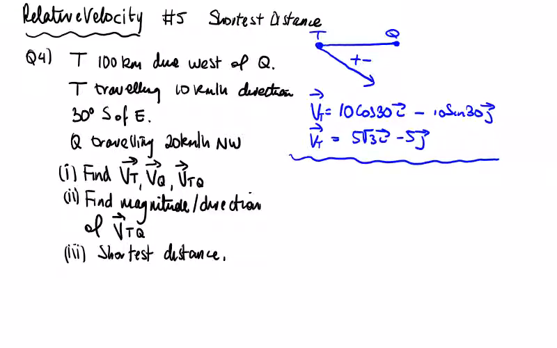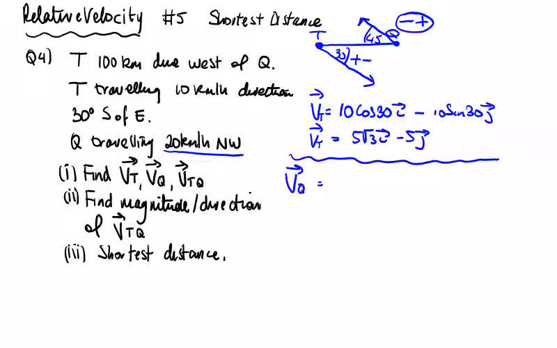The velocity of Q, let me check that, is 20 kilometers an hour in a northwest direction. So Q is going in this direction. Northwest is 45 degrees. So the velocity of Q is 20 by the cos of 45. So what are we saying here? Negative, positive for Q.